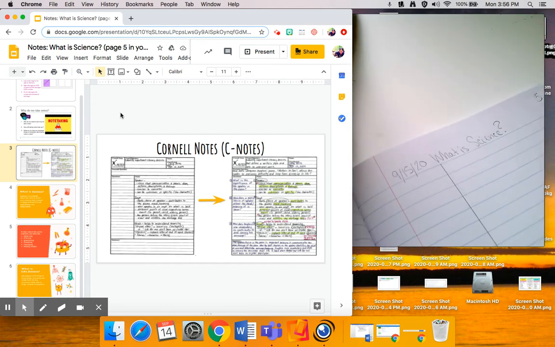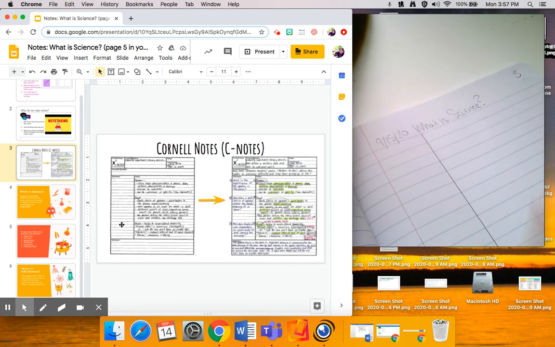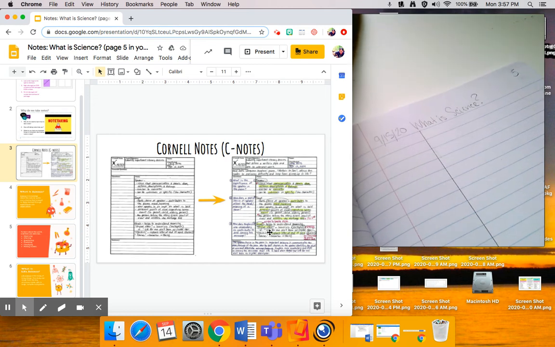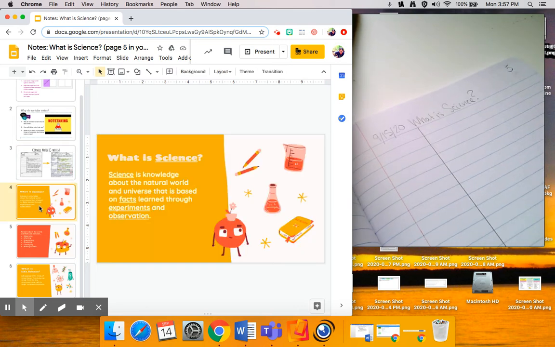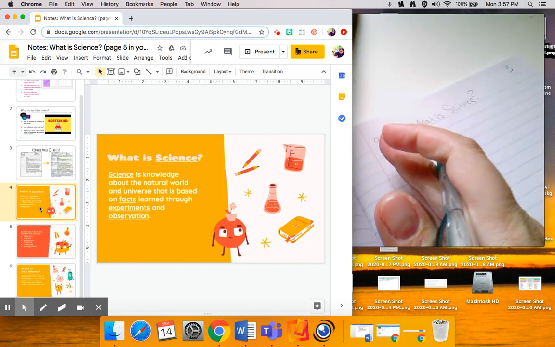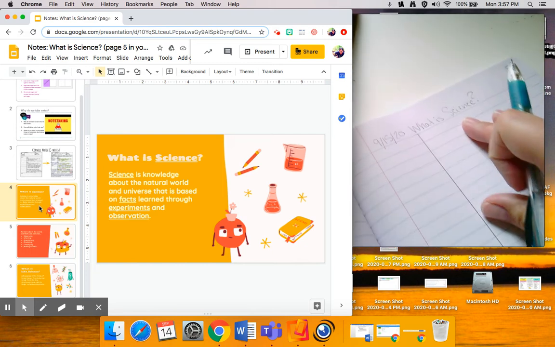Great. And if we look at how our notes are laid out, on the left-hand side is where we put our questions. On the right-hand side is where we put all the information. And then the idea is that we go back in with either colored pencils or highlighters, and we can highlight and add to our notes as we continue to learn more. But we're going to start off pretty easy today with these slides. And our first slide is just a definition for science. So again, the questions go on the left side, the information goes on the right side.